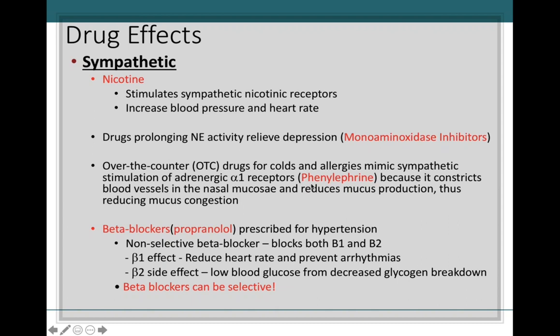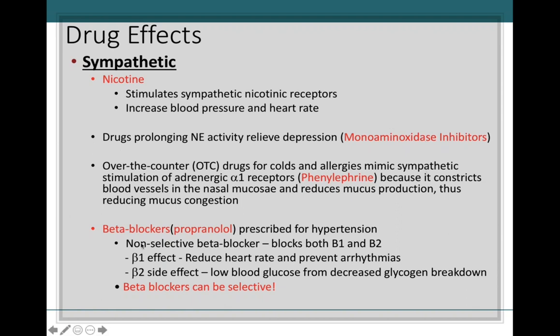The sympathetic response that phenylephrine gives us is that it's going to constrict blood vessels that can be found in the nasal mucosae. And if we're constricting these blood vessels, that's going to decrease mucus production and ultimately reduce mucus congestion. So I know that there's a lot of drugs and each of these have a different mechanism of action. But I want you to be focusing on whether or not these drugs are agonists or antagonists, or whether they are affecting some other player such as monoamine oxidase or acetylcholinesterase.